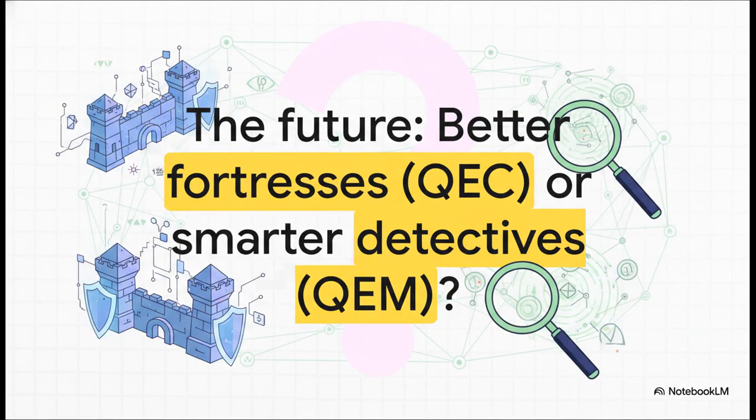So, this all leaves us with a really big question for the future of quantum computing. As our hardware gets better and better, do we put all of our energy into building these perfect, impenetrable QEC fortresses? Or will there always be a need for the clever, efficient detective work of QEM? Maybe the real path forward is some kind of partnership between the two. Figuring that out is what's going to define the entire next era of quantum computing.